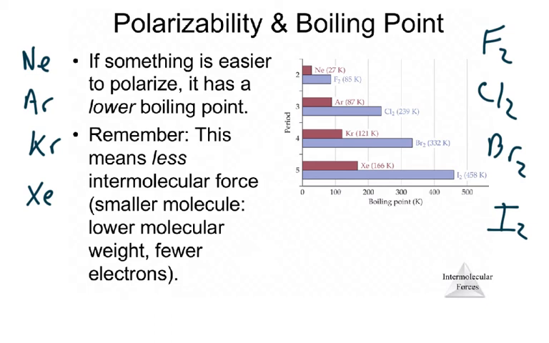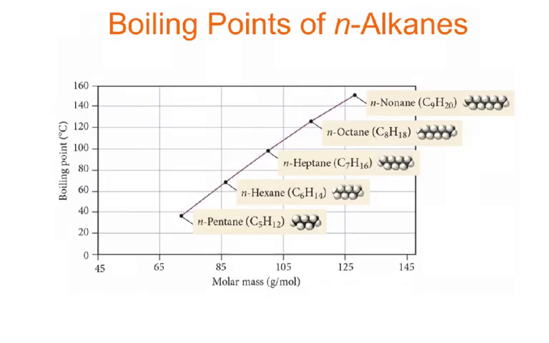And a lot of that has to do with the fact that as you go down the family, there are way more electrons, which means it's more polarizable. The greater that electron cloud gets distorted, the stronger the force of attraction between these molecules, so the LDFs will be higher. And as a result, greater LDF means a greater boiling point.